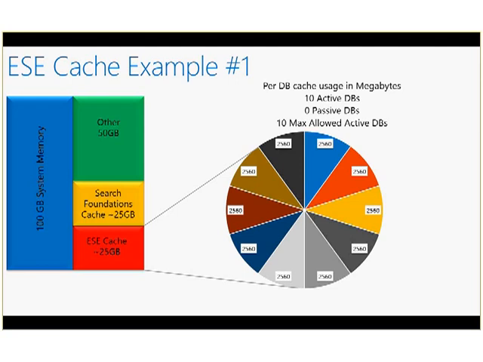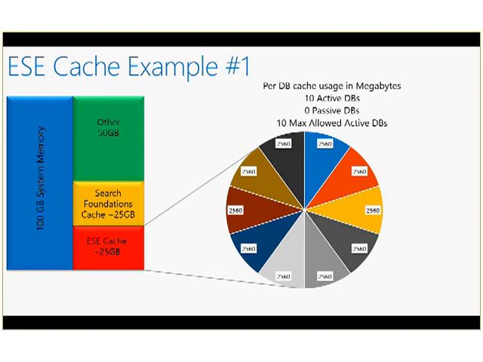So in this case, we've got 10 active databases, 0 passive databases, and we've configured the server to allow 10 max active databases, which in this case looks a little silly, but it's for example because we only have 10 copies. So that roughly 25 gigs of memory gets split up 10 ways. You can see each one gets about 2.5 gigs of RAM. So that's for each database copy on the box.